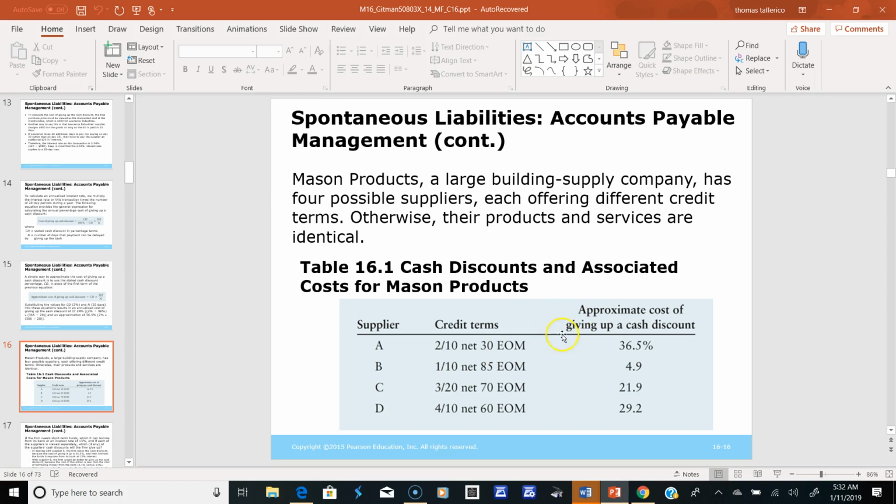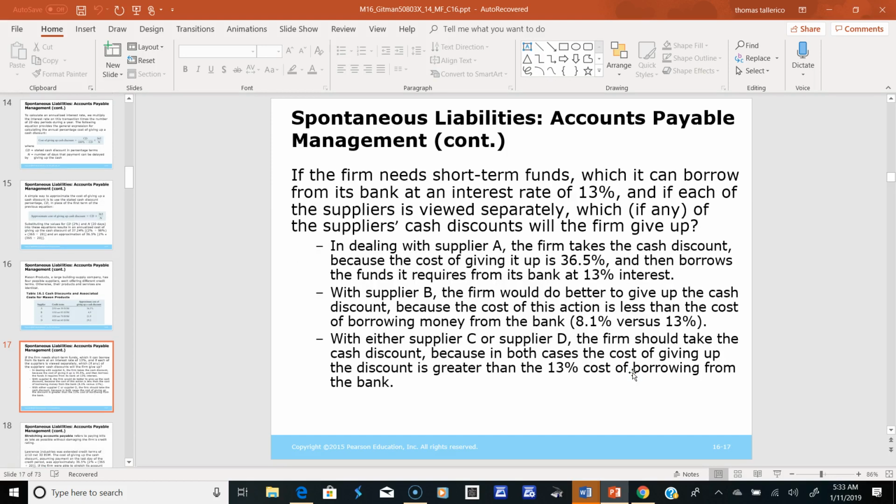All right, so here's a table of cash discounts with various costs. 2/10 is a 2% discount if you pay within 10 days, 1% if you pay within 10 days, 3% if you pay within 20, and 4% if you pay within 10. And then you have to pay the balance in 60 days and 70 days. So here's the calculation. You can go through each of these, and you should have no trouble with those.